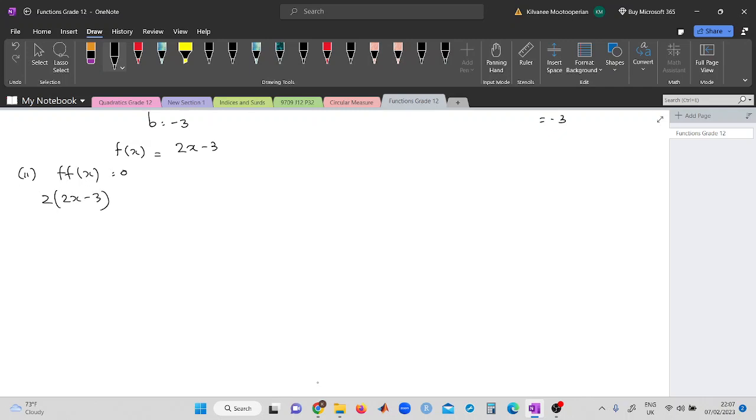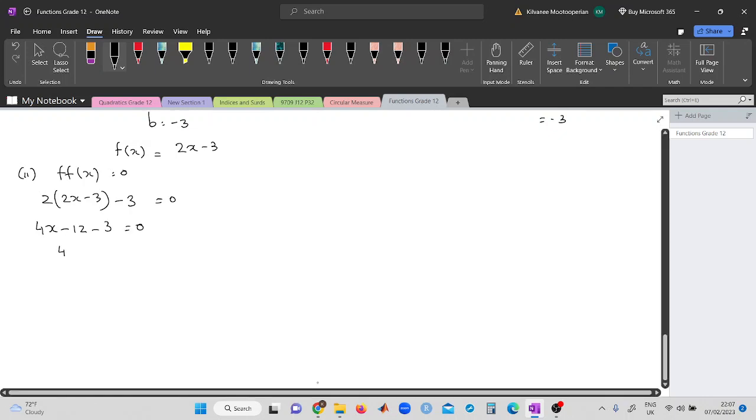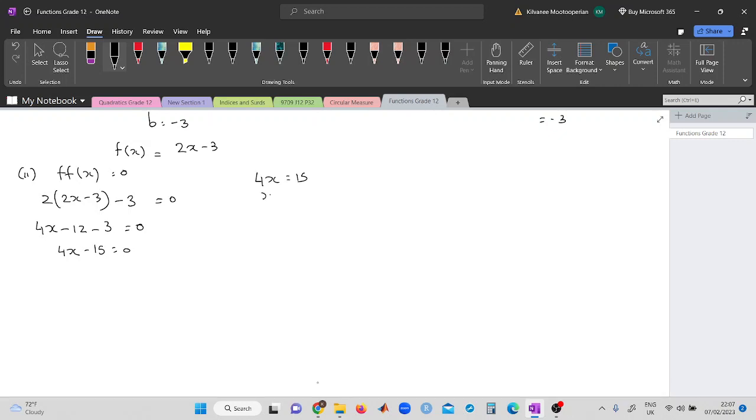Bien sûr, on peut dire ça minus 3 qui est là ici, equals to 0. It gives me 4x minus 12 minus 3 equal to 0. 4x minus 15 equal to 0. So 4x will be equal to 15. x is equal to 15 over 4.